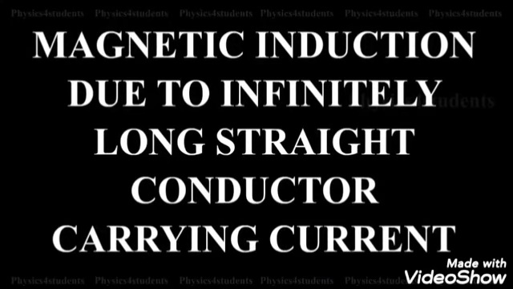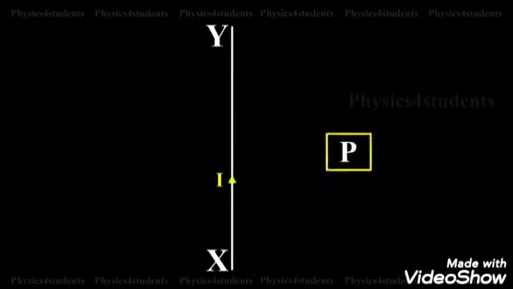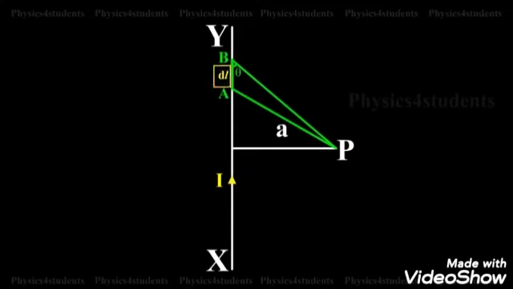Magnetic induction due to infinitely long straight conductor carrying current. XY is the long straight conductor and I is the current flowing through the conductor. P is a point at a distance a from the wire. AB is the current element dl. Theta is the angle between current element and the point P. And AP is equal to R and angle OPA is equal to phi.